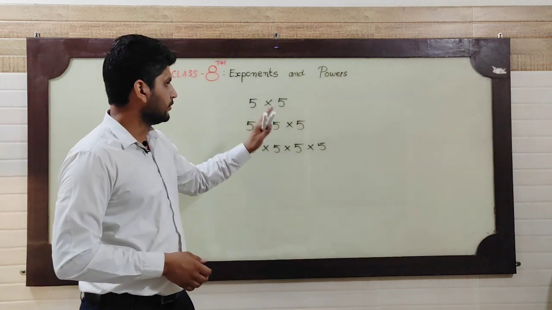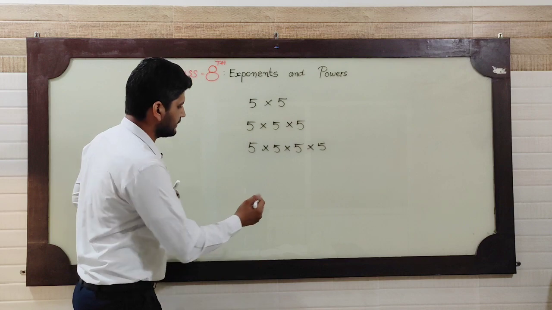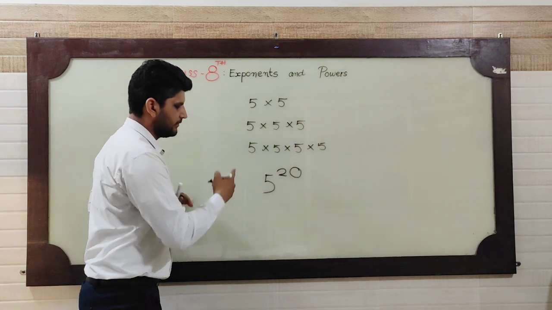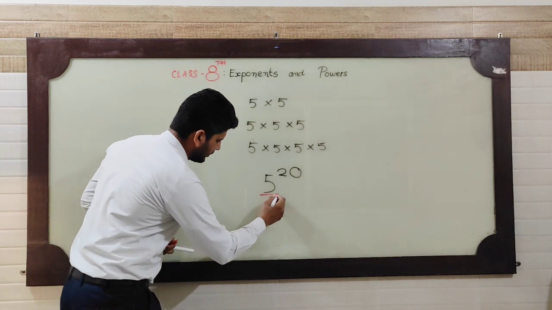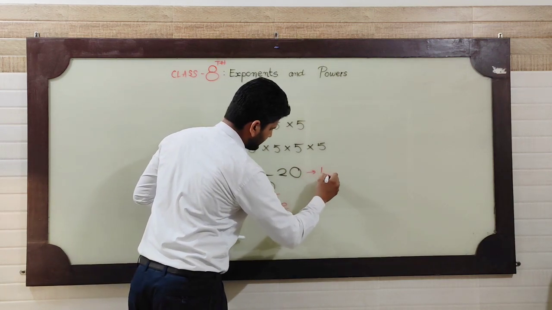So in this topic, we are going to introduce our typical rule by which we can write this very simply, like 5 raised to the power 20. How do we read it? 5 raised to the power 20. Here this 5 is known as the base and this 20 is known as the exponent.